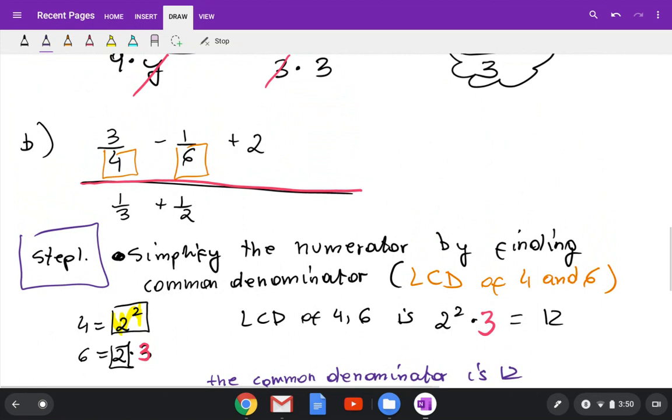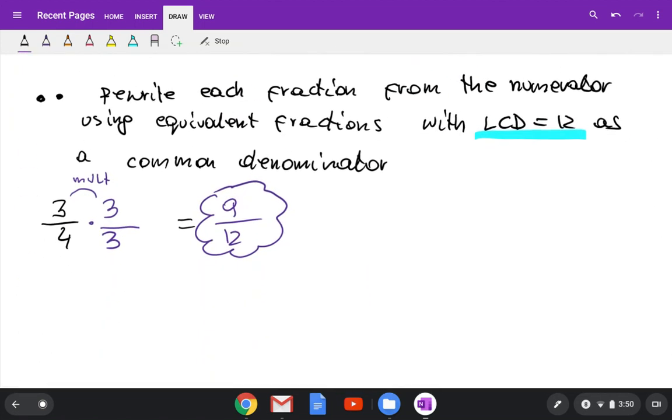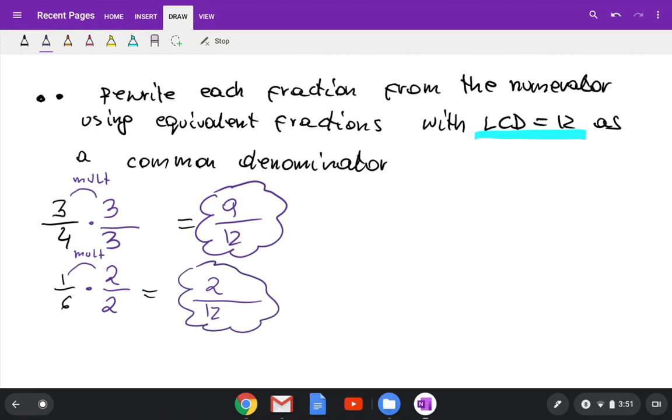I'm going to do the same thing to 1 over 6, which is the second fraction. So 1 over 6, we're building equivalent fraction, which will have denominator equal 12. So from 6 to get 12, I need to multiply 6 by 2. Since I multiply denominator by 2, I also have to multiply numerator by 2. So here we'll multiply. 1 times 2 will give you 2. So 1 over 6 is the same as 2 over 12.